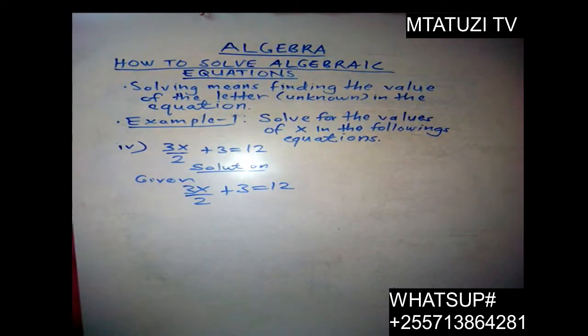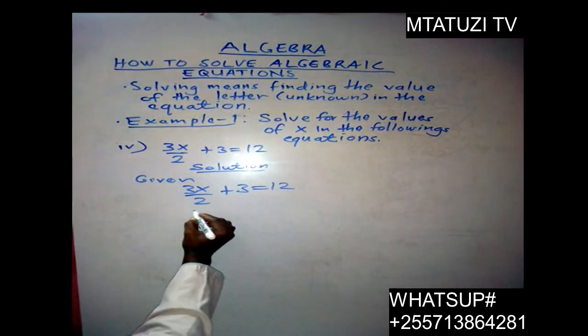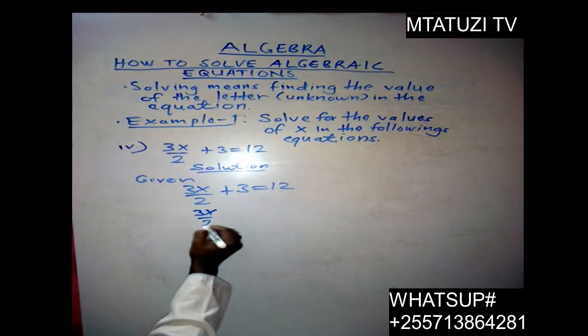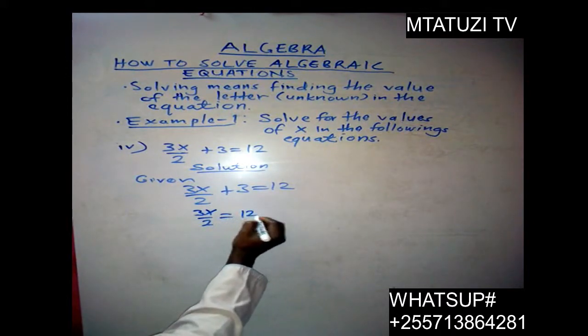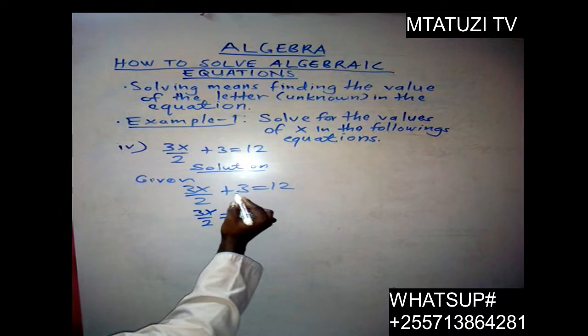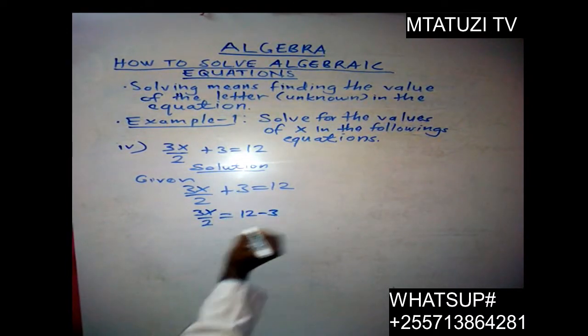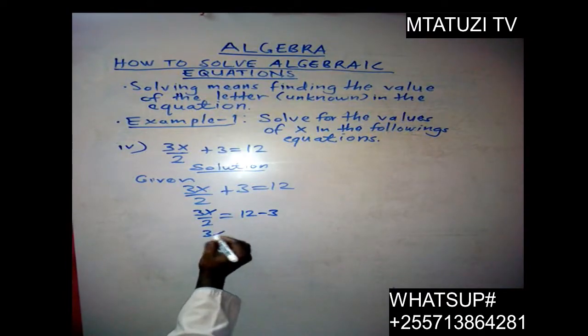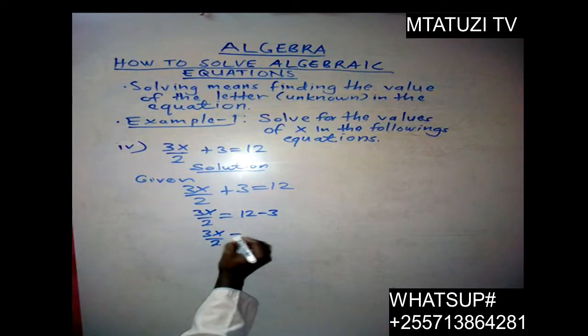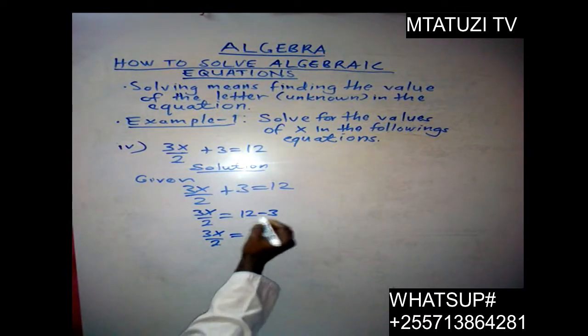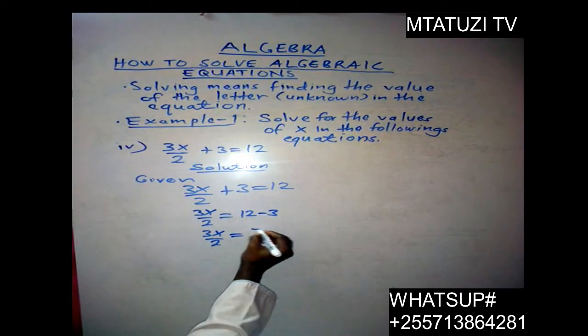There are two methods to solve this type of question. The first one: shift that 3 to that side. So it will be 3x divided by 2 is equal to 12. This is plus 3, and when it comes to that side, it will be minus 3. So there you get 3x divided by 2 is equal to, when you subtract, you get 7.